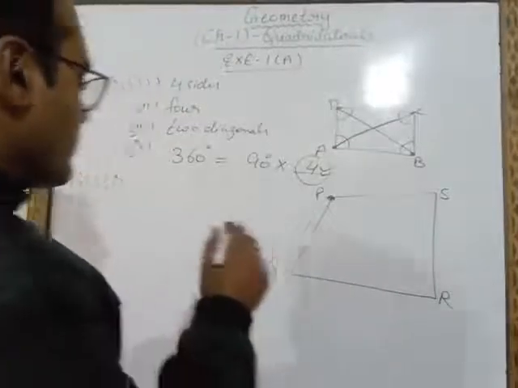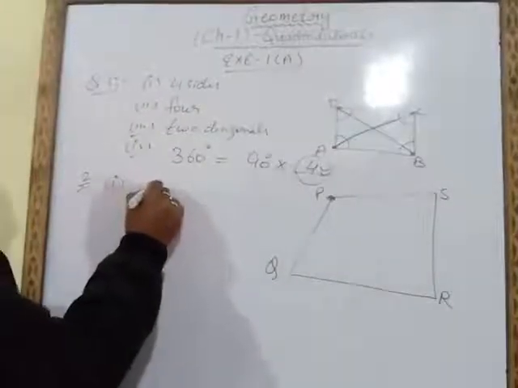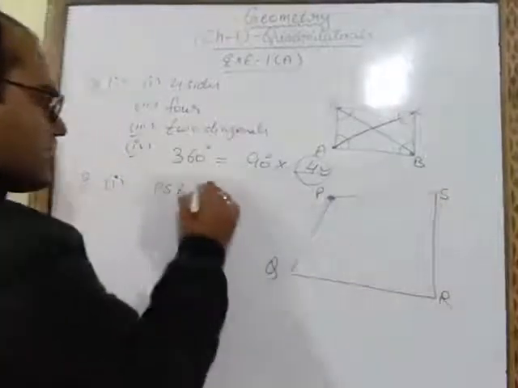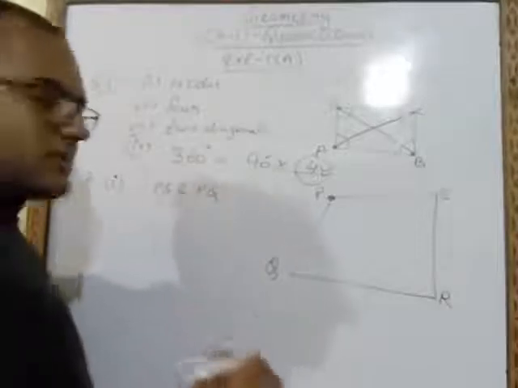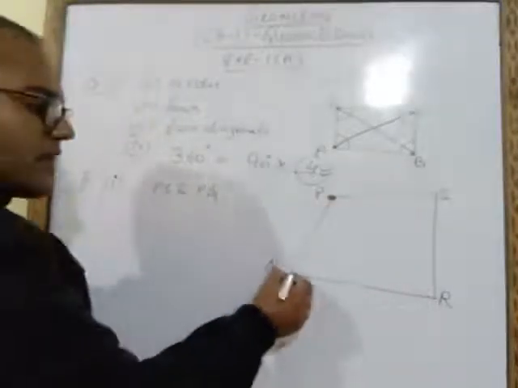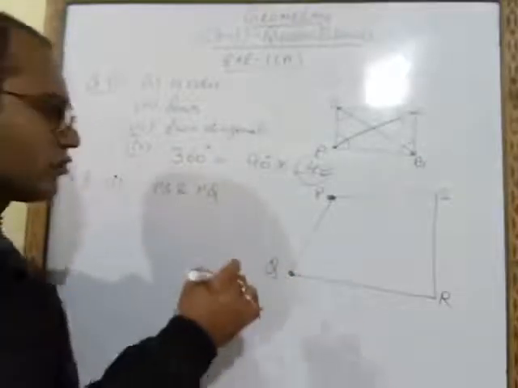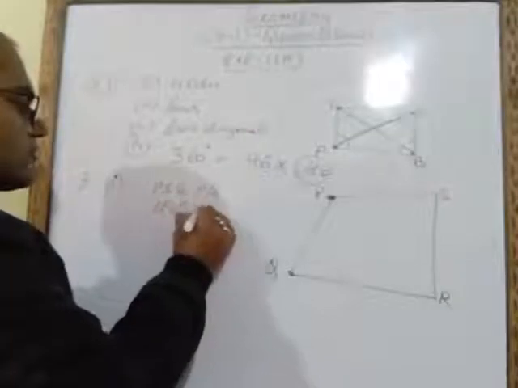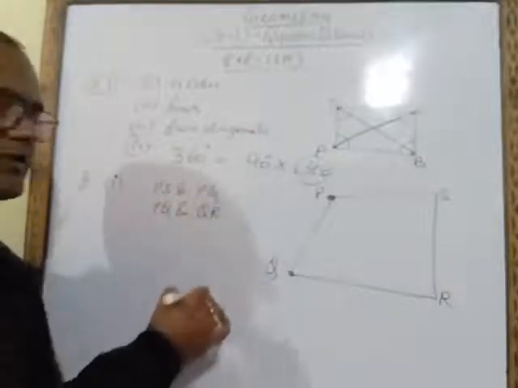So first pair will be PS and PQ side. These two are adjacent sides because they have one common vertex. Now if we take this common vertex Q, then we have two adjacent sides, PQ and QR. This is the second pair of adjacent sides.